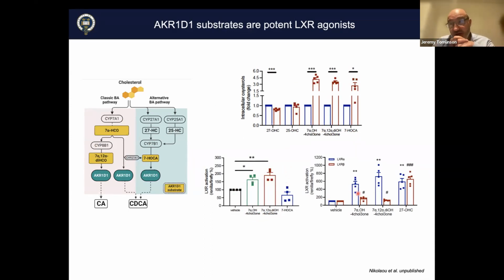Nick then did a further assay with both LXR alpha and LXR beta, and they appeared to be selective LXR alpha agonists, in contrast with perhaps some of the more traditional, for want of a better word, oxysterols, the 27-hydroxycholesterol, which was activating both. So selective LXR alpha agonists. Interestingly, 7-HOCA was not, and we'll come back to 7-HOCA in a minute. But certainly 7-alpha hydroxycholesterol and 7-alpha 12-alpha dihydroxy were potent LXR alpha agonists.